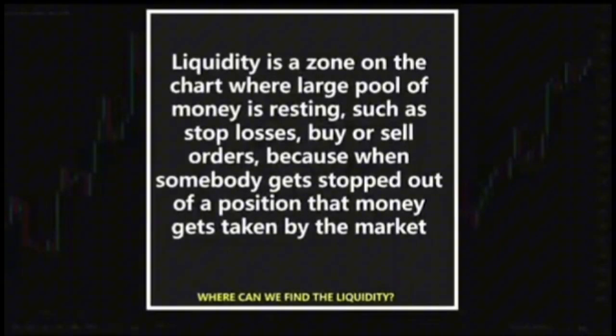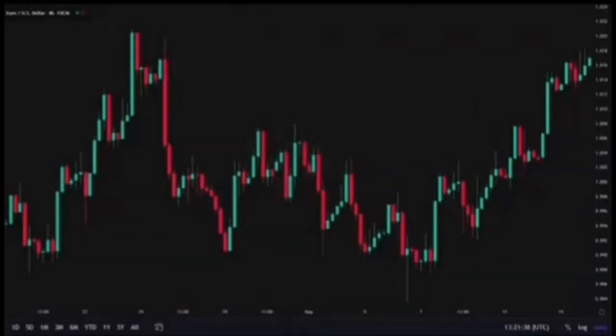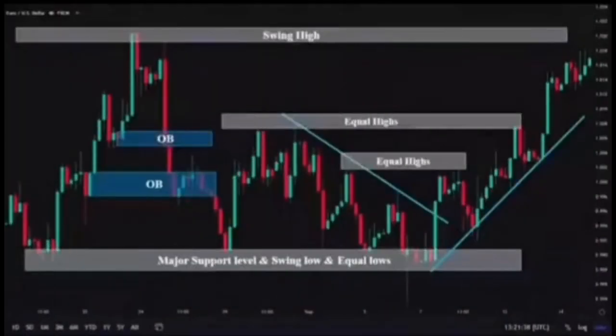Liquidity is a zone on the chart where a large pool of money is resting, such as stop losses and buy or sell orders, because when somebody gets stopped out of a position, that money gets taken by the market. So, this is a scenario designed by central banks or big financial institutions. They artificially manipulate the market and make traders believe that they know what is going on with price action, and essentially most of the time those people are wrong, and they fall into the traps and finally, they lose their capital. So, if we want to survive in the financial markets as a profitable trader and prevent huge losses, we must be able to properly identify the liquidity zones on the chart.